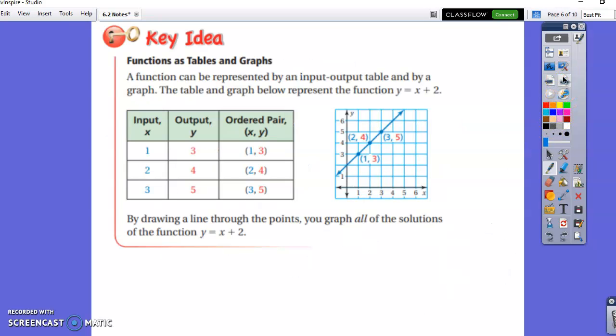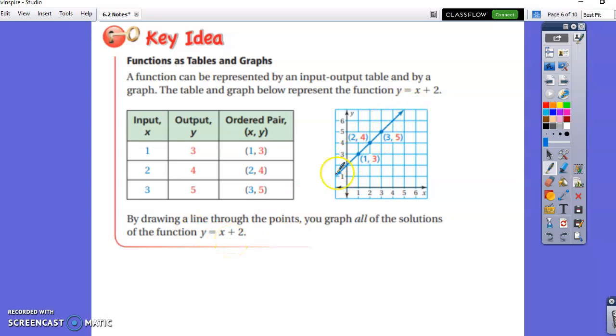Next key idea, functions as tables and graphs. A function can be represented by an input-output table and by a graph. The table and graph below represent the function y equals x plus 2. So again, same kind of thing. By drawing a line through the points, you graph all the solutions of the function.